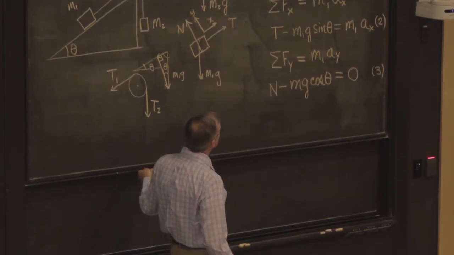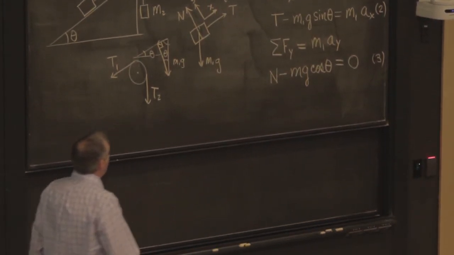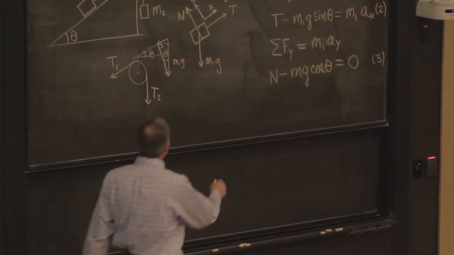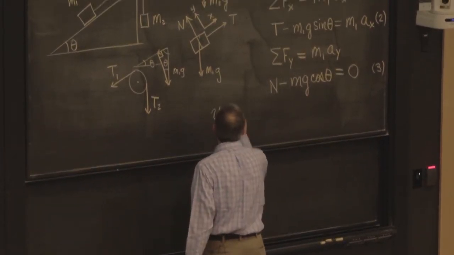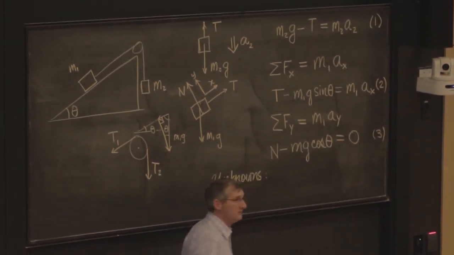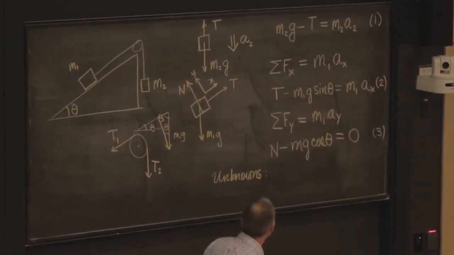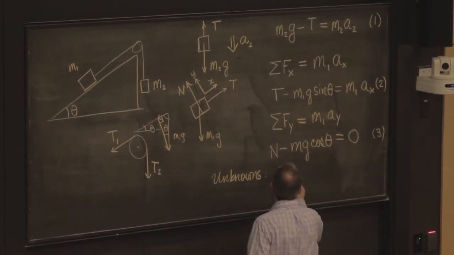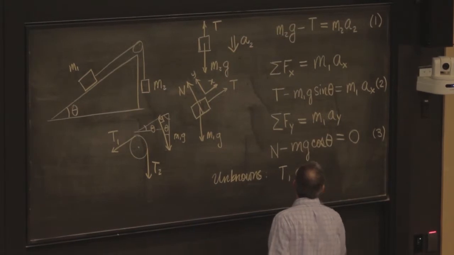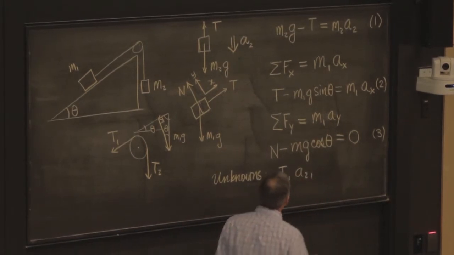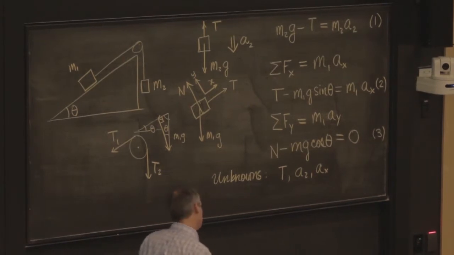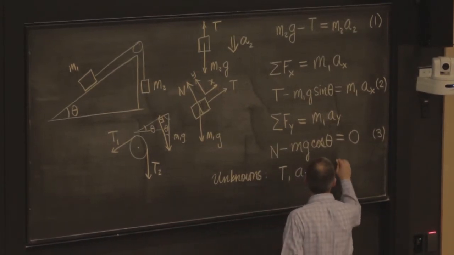Okay, so it's time to reckon a little bit. How are we doing in terms of numbers of equations and numbers of unknowns? So the unknowns, what's unknown? T. What else? Okay, I have A2. I have AX. And in principle, I had N.